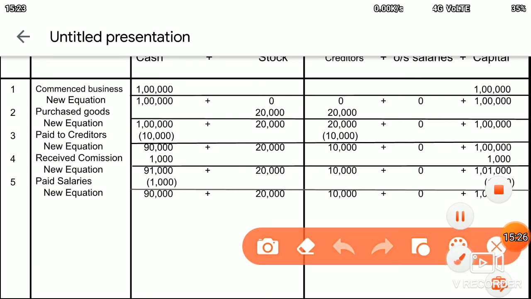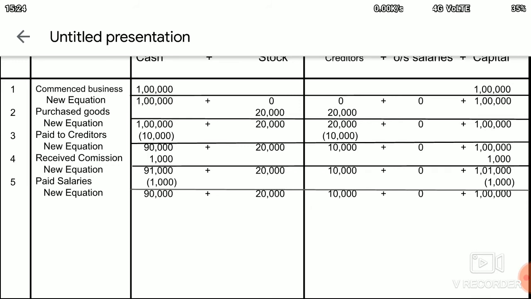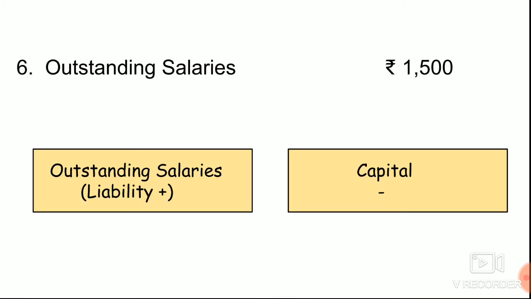If we add both the sides, the asset side and the liability side, we find this side will give us 1,10,000, and the liability side also will give us 1,10,000 rupees. So here both the sides are same, and we can go for the next transaction.